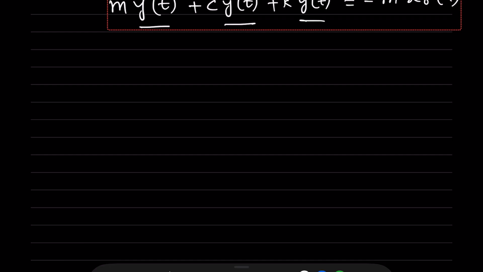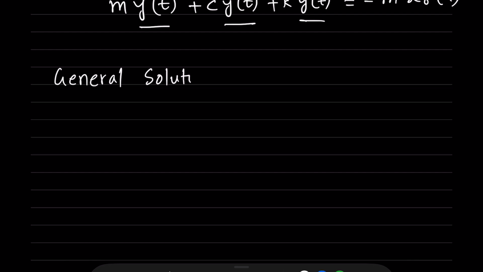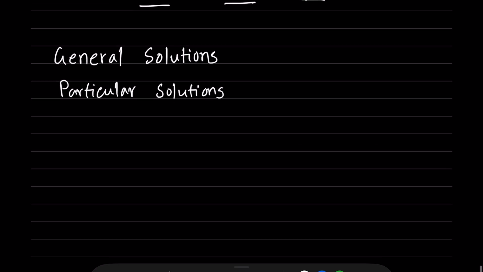Before we talk about differential equation solutions, we need to talk about two things. There are general solutions of a differential equation, and there are particular solutions. Now, what is the difference between the two? In a general solution, the equation is not defined by any boundary. If there is no boundary or initial condition, you cannot generate any particular solution.